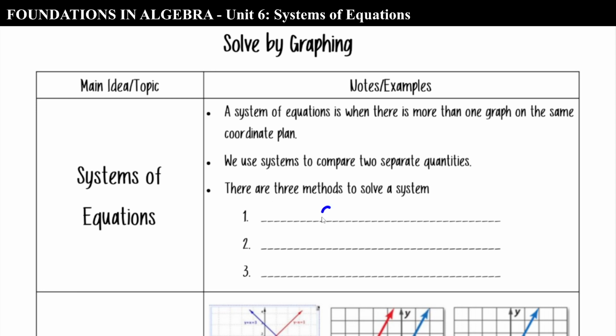The first is graphing. The second is substitution. And the third is elimination. And we're going to be spending pretty much this entire unit talking about these three methods of solving a system.